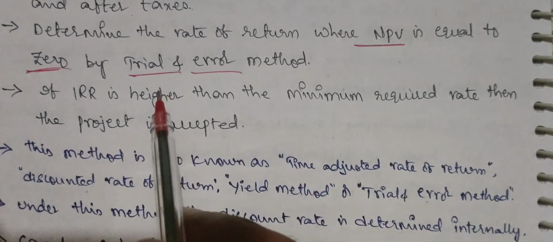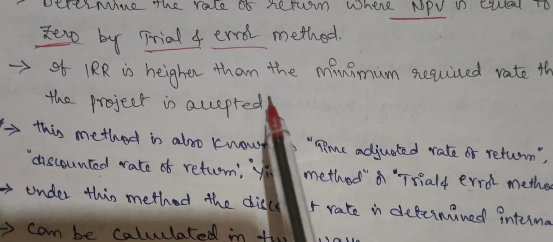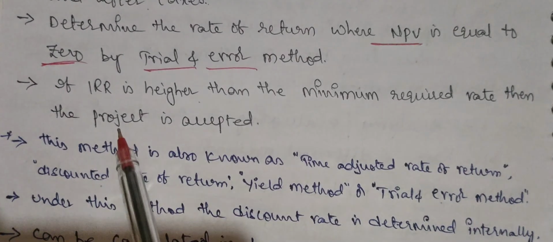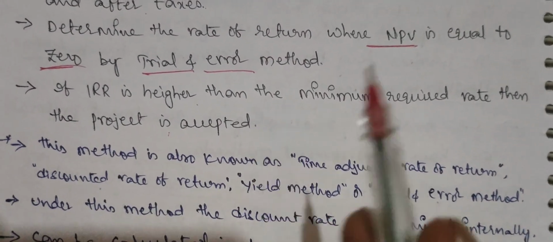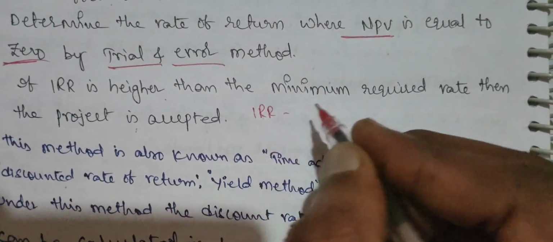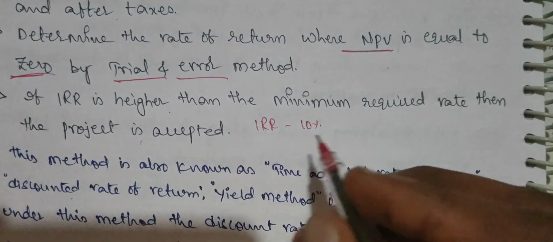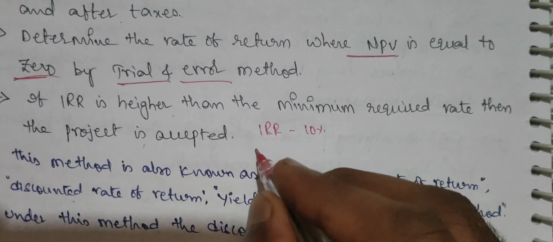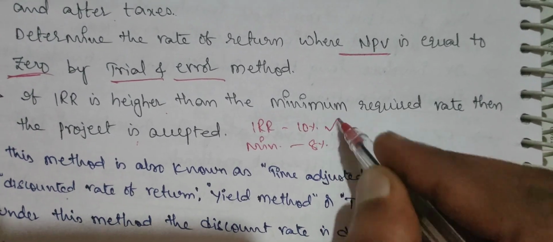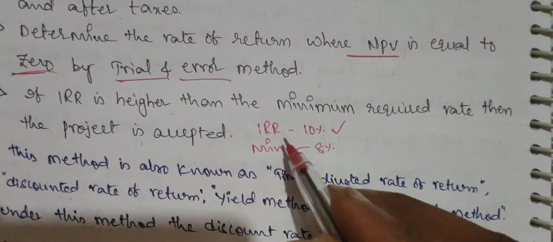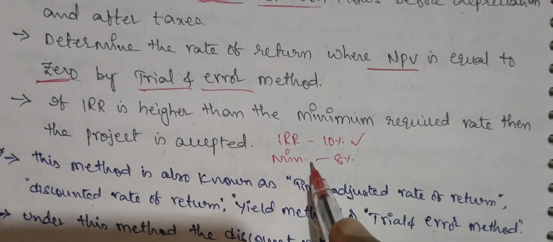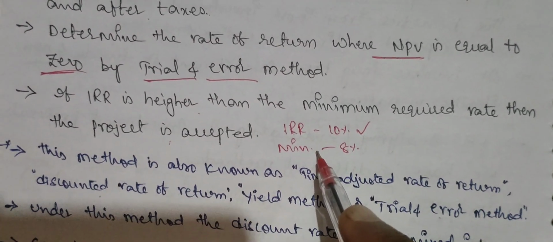And the next and the last: if IRR is higher than the minimum required rate of the project, then it is accepted. It means if the calculated IRR is 10% and the minimum required is 8%, then it should be accepted. Otherwise, if the IRR is less than the minimum required rate of return, then those projects are rejected.